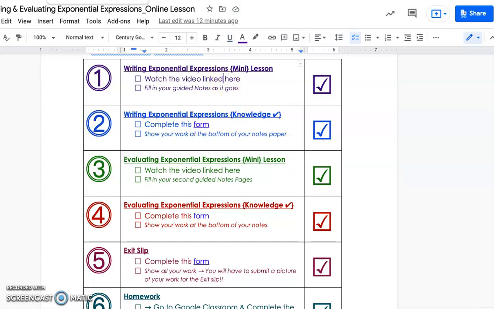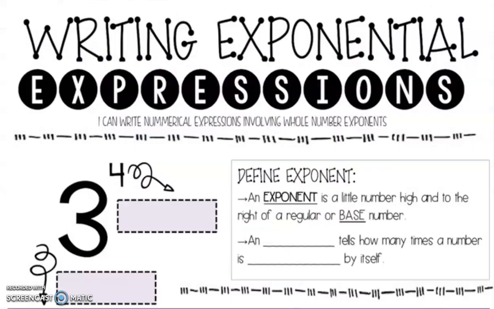Okay, so first thing we're going to do is we're going to be writing exponential expressions, and this is a little mini lesson. You should have this notes paper out in front of you, the one that says writing exponential expressions, and we're going to start with defining an exponent. So we're starting our new unit today, which is decimals, and the first thing that we're going to start with is exponents. So an exponent is a little number that is high and to the right of a base number.